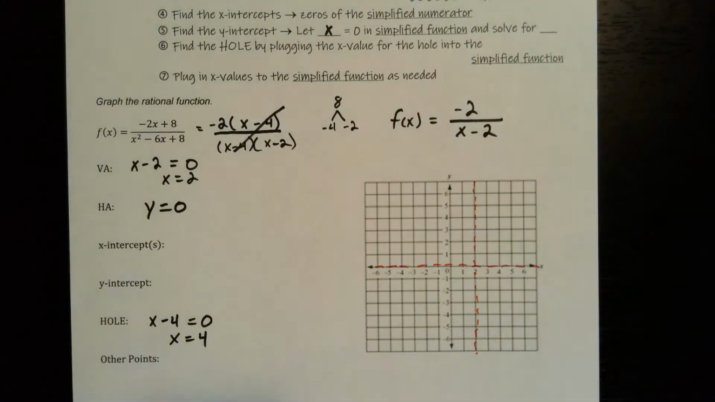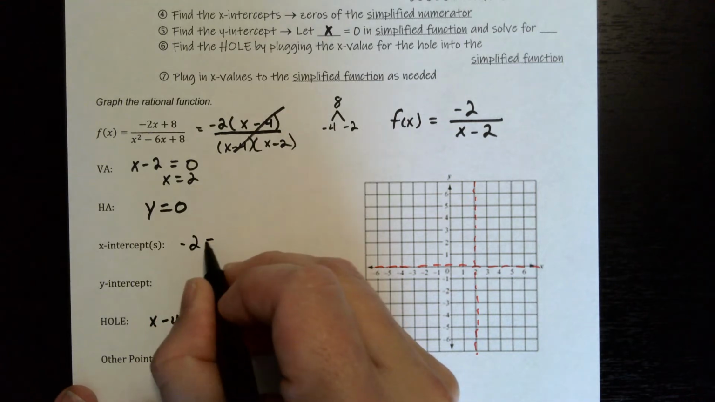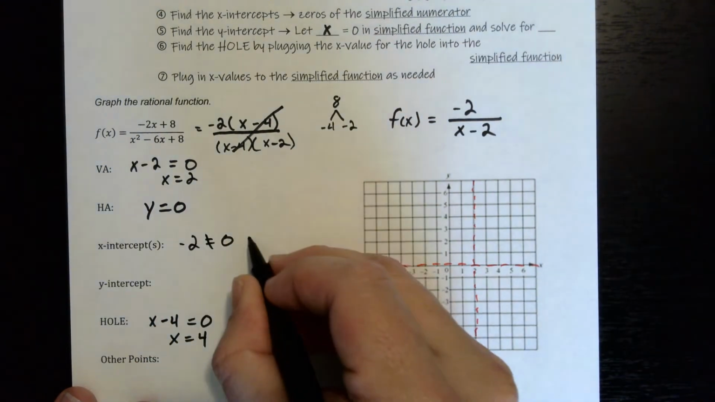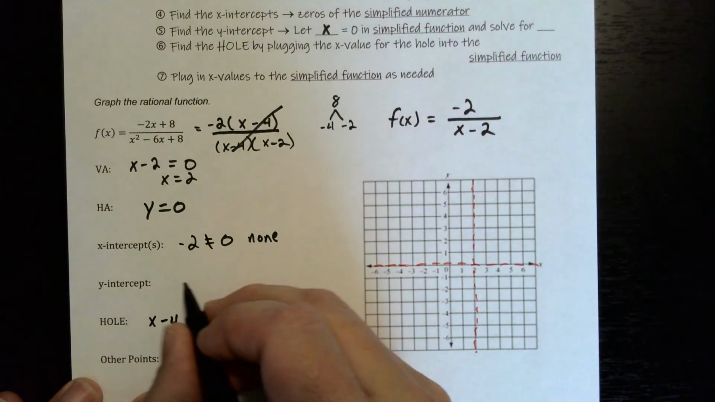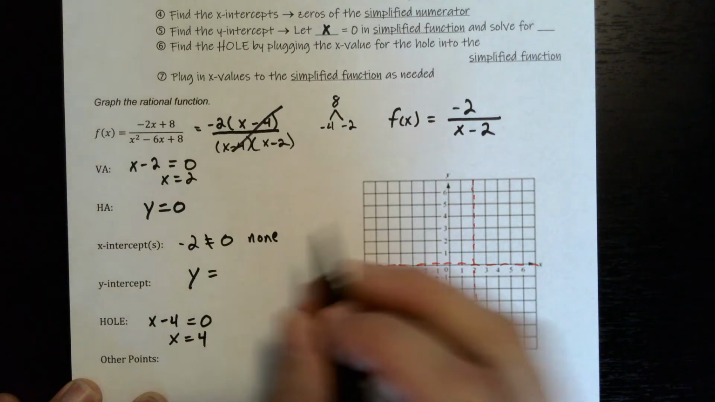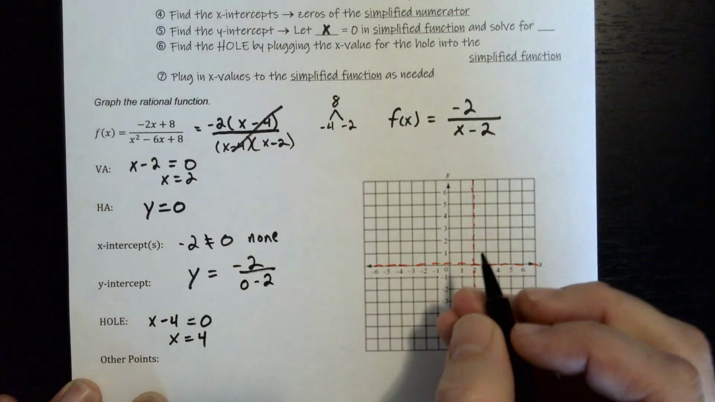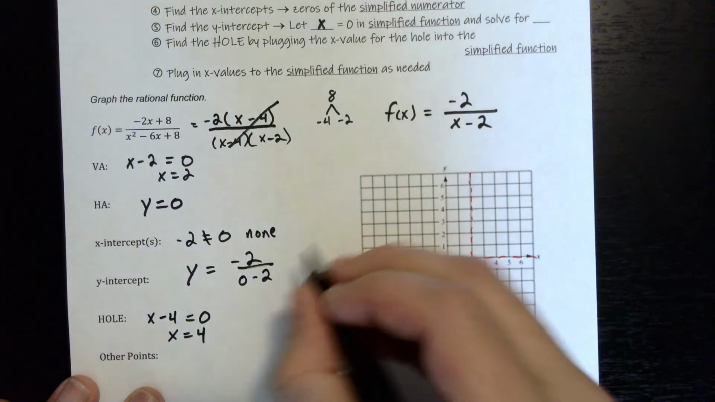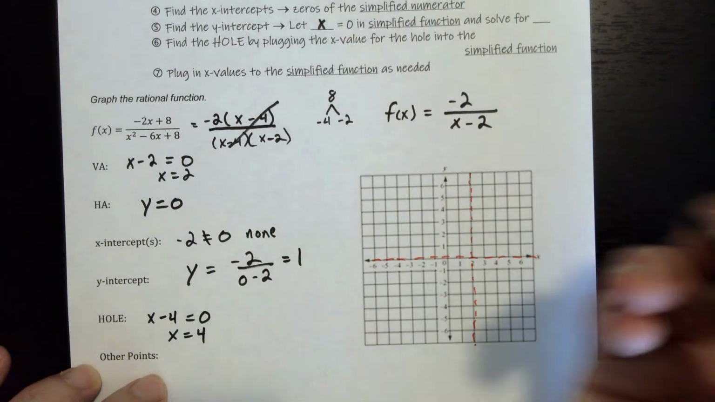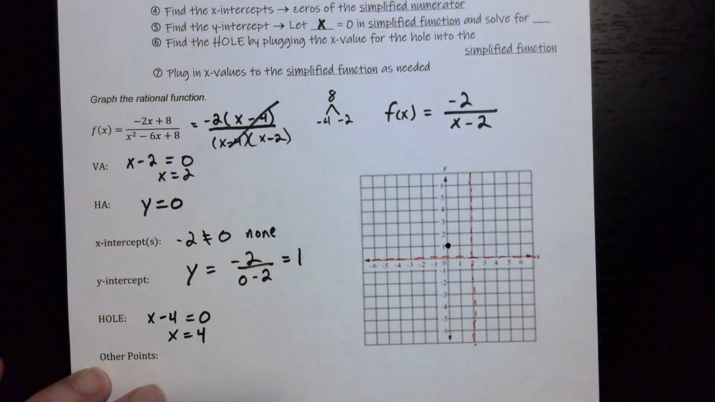Then let's find the x-intercepts. We find x-intercepts by looking at the top and setting it equal to 0, but the numerator doesn't have an x in it, so when I set it equal to 0, you can't solve it. So we're going to say there are no x-intercepts. For the y-intercept, we plug in 0 in place of x, so I'll get y equals, looking at this simplified fraction, -2 over 0 minus 2. I replace the y with f of x there, and then it's -2 over -2, which is 1. So at 0 we have a y-intercept of 1, which is right here.